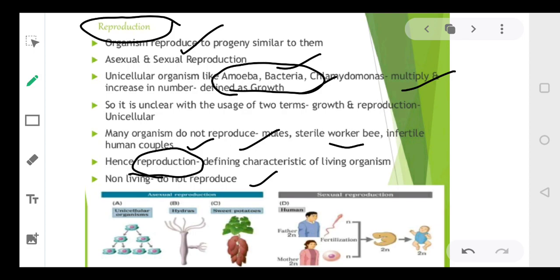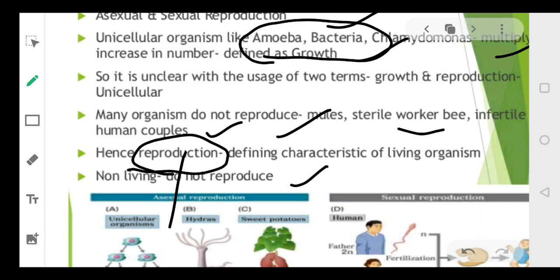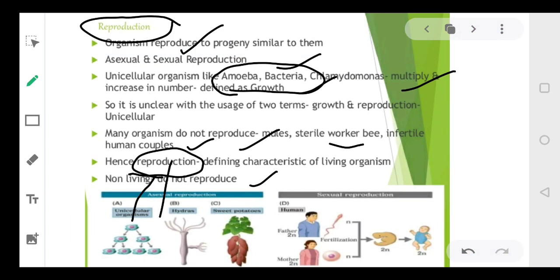I have shown in the diagram unicellular organisms. See, in here, unicellular organisms divide, isn't it? So there is no clarity whether this is division or reproduction, right? In the case of human beings, we have sexual reproduction. Male and female produce gametes. These gametes then fuse together to form the zygote.